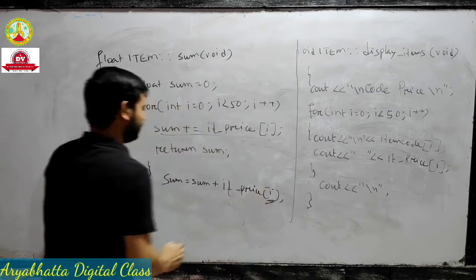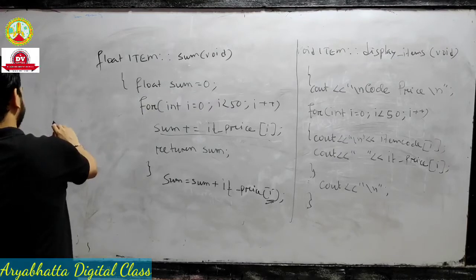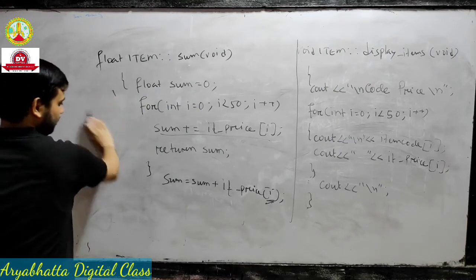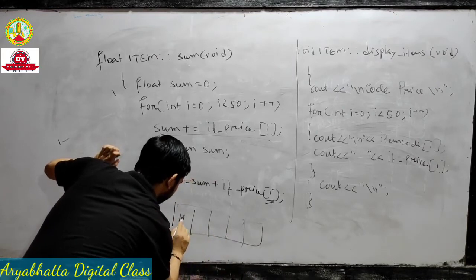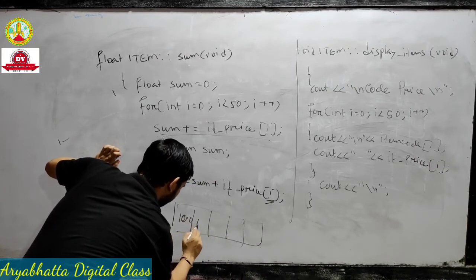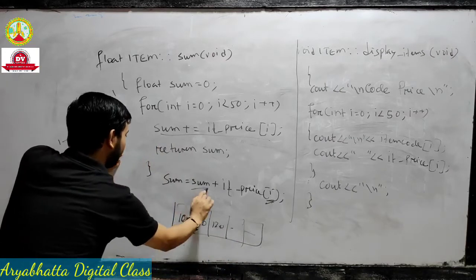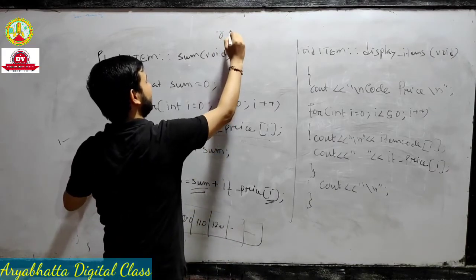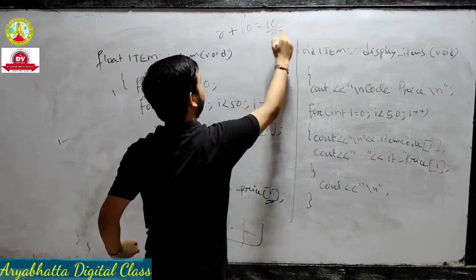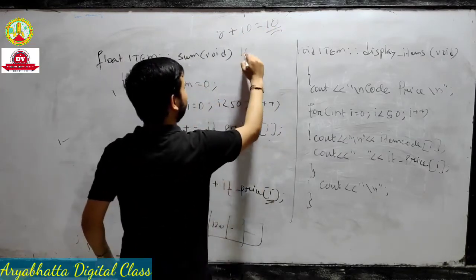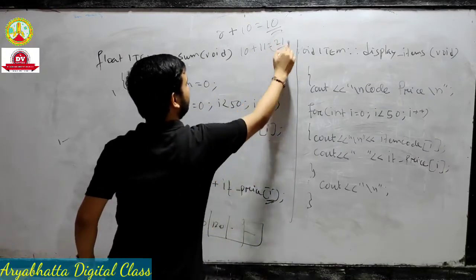I means 0 to 49, all the 50 values. Suppose this is the array, suppose 10.0, 11.0, 12.0 like that. Then we assume first sum will be 0. Then 0 plus 10, now your sum will be 10. After that 10 plus 11, 21, now your sum will be 21.